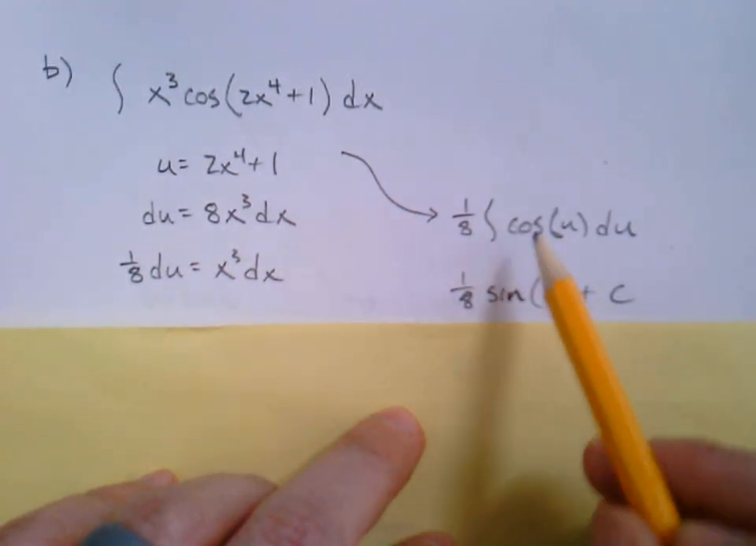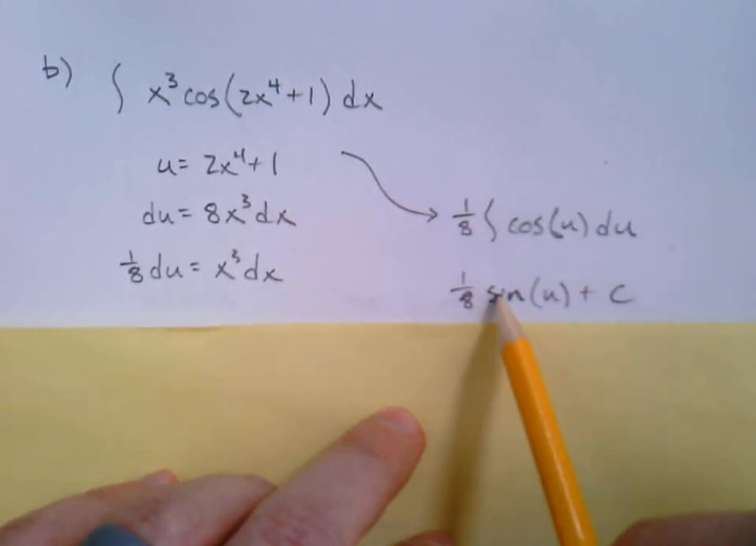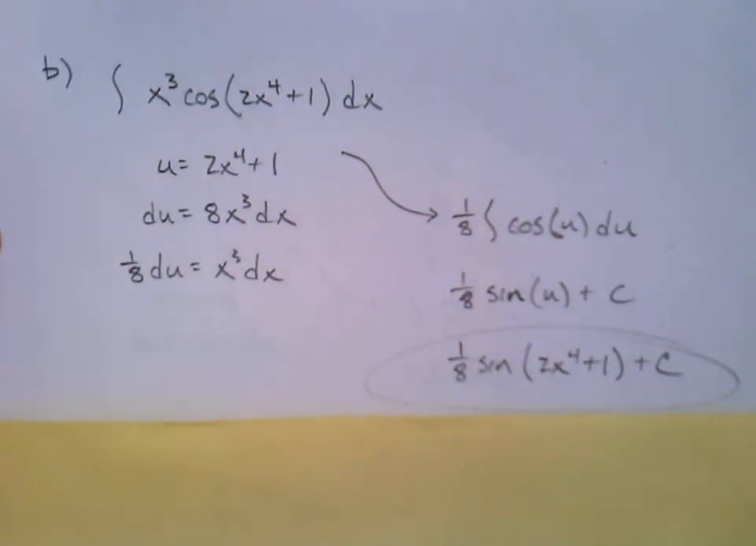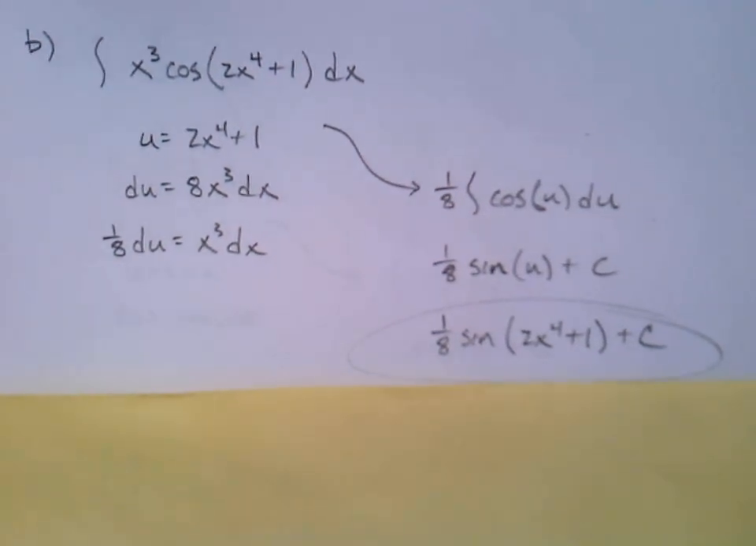So I would say write it, because people tend to remember the derivatives more than the antiderivatives. So check it back this direction. Yep, derivative of sine is cosine. And then plugging my u back in, there's my final answer: 1/8 sine of (2x to the fourth plus 1) plus C.